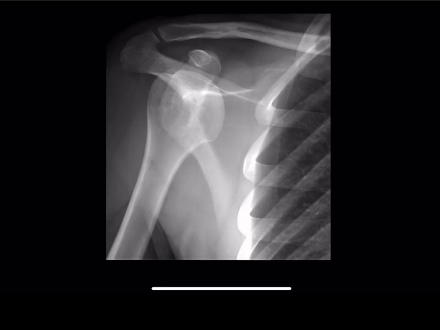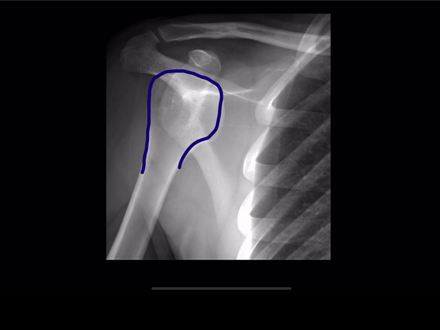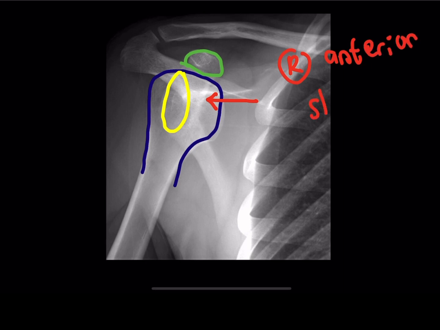Now we have a look at the common pathology seen on shoulder radiographs. In this shoulder radiograph, we first identify the structures. This is the right humeral head, this is the glenoid fossa, and this is the coracoid process of the scapula. This patient's humeral head lies anterior, medial, and also inferior to the glenoid fossa and the coracoid process. So this patient has a right anterior shoulder dislocation.